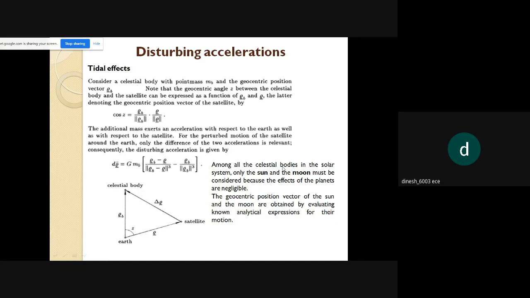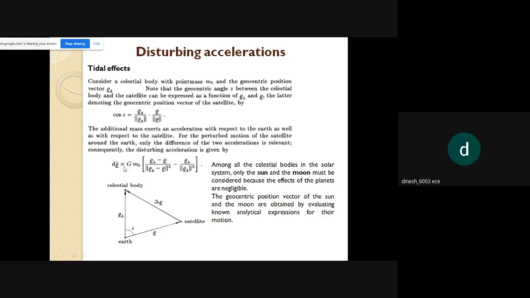The celestial bodies in the solar system can be the Sun, the Moon, a planet, or any object that is to be evaluated by some analytical expressions of motion. Consider a celestial body with point mass mb and geocentric position rho b. The geocentric angle z between the celestial body and the satellite can be found from cos z equals rho b dot rho, divided by the magnitude of rho b and the magnitude of rho.